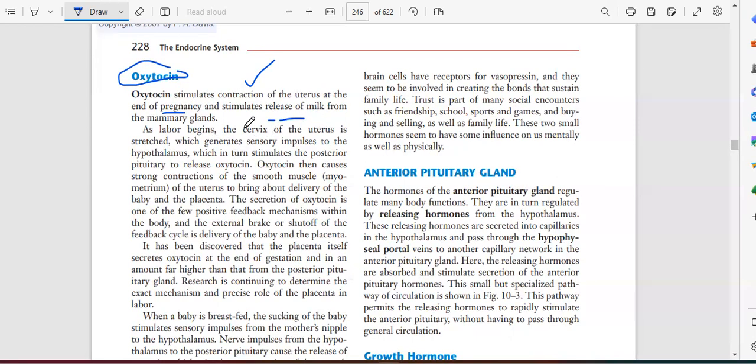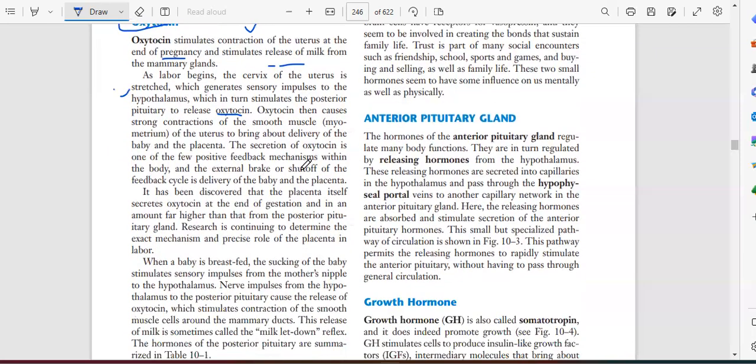When labor begins, the cervix of the uterus is stretched, which generates a sensory impulse to the hypothalamus, which in turn stimulates the posterior pituitary to release oxytocin. Oxytocin then causes strong contraction of the smooth muscle myometrium of the uterus to bring about delivery of the baby and the placenta. The secretion of oxytocin is one of the few positive feedback mechanisms within the body. And the external break or shut-off of the feedback cycle is delivery of the baby and the placenta.